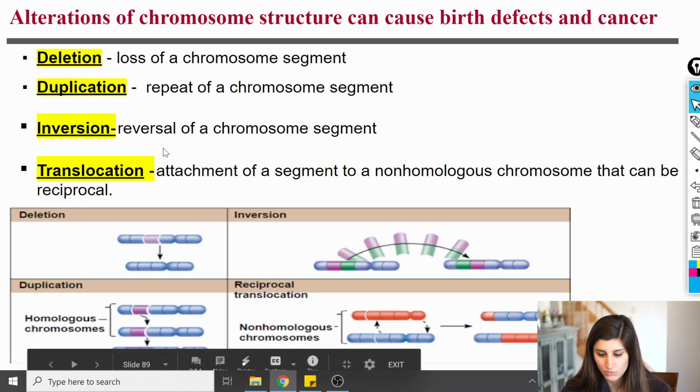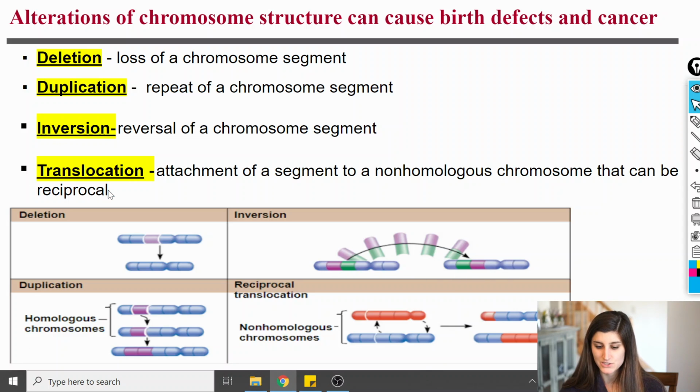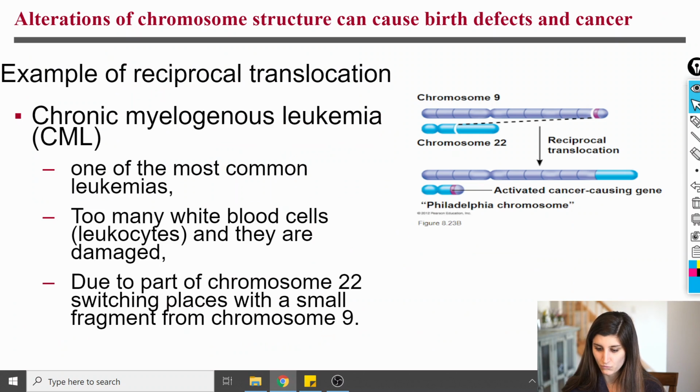And then inversion, we have the reversal of a chromosomal segment. So you can see right here that they've been switched. And then translocation is actually when one piece of a chromosome switches with a completely different chromosome. So they've switched places. And so we're going to look at one example. This is reciprocal translocation, and this is a form of leukemia.